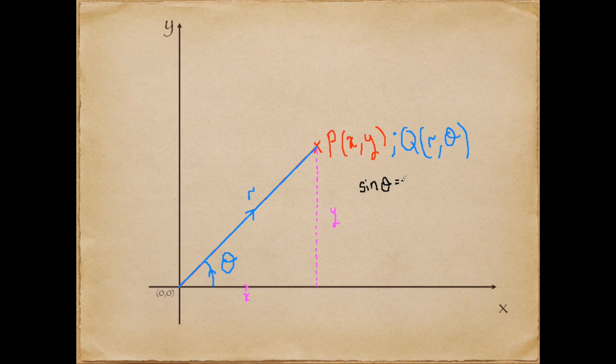If we were to represent the same point with both Cartesian and polar coordinates, we find the following relationship. By comparing the sine and cosine of the angle, we find that x is equal to r cosine theta and y is equal to r sine theta. We can now convert back and forth between polar and Cartesian coordinates.